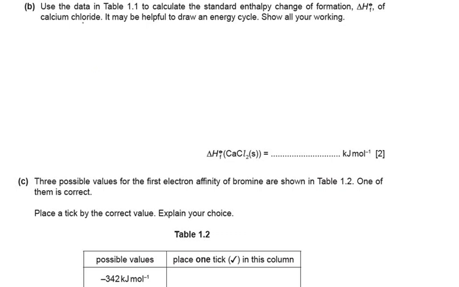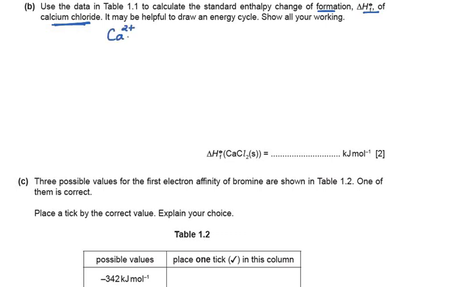It says use the data in Table 1.1 to calculate the standard enthalpy change of formation of calcium chloride, and it may be helpful to draw an energy cycle. Show all your working. It's not necessary that we need to draw, but it is obviously helpful. So I'll draw a short energy cycle here. We have the lattice energy of calcium chloride and we are supposed to calculate the enthalpy change of formation of calcium chloride. So including these two, we need to form an energy cycle.